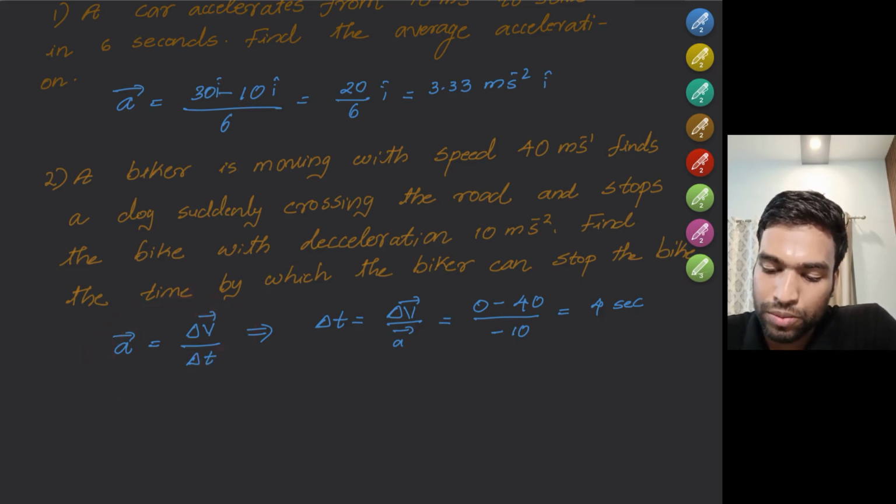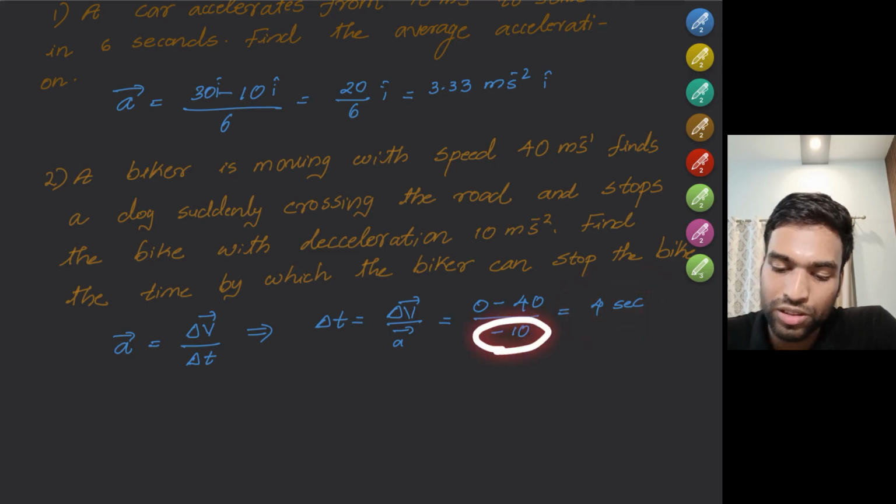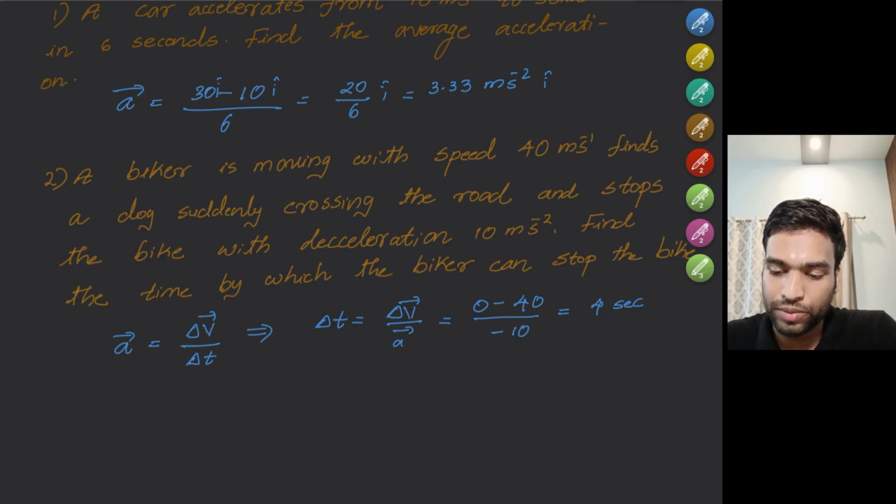So delta T will be 0 minus 40 divided by negative 10. Why 0? Because final velocity is 0. Of course, the biker has to stop the bike finally, right? That's why it is 0. And the answer will be negative 40 divided by negative 10. It will be 4 seconds. Why do we choose negative 10? Because this is a deceleration. Acceleration is in the negative direction. Good. So the answer is 4 seconds.